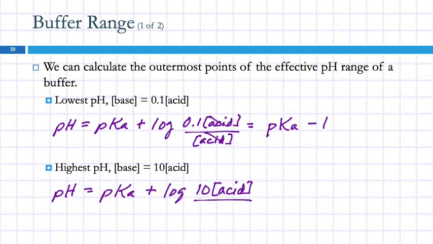The log of the base divided by the acid. And so this is going to get us pKa plus 1. So the most effective pH range for a buffer is plus or minus 1 pH unit on either side of its pKa. Any questions?